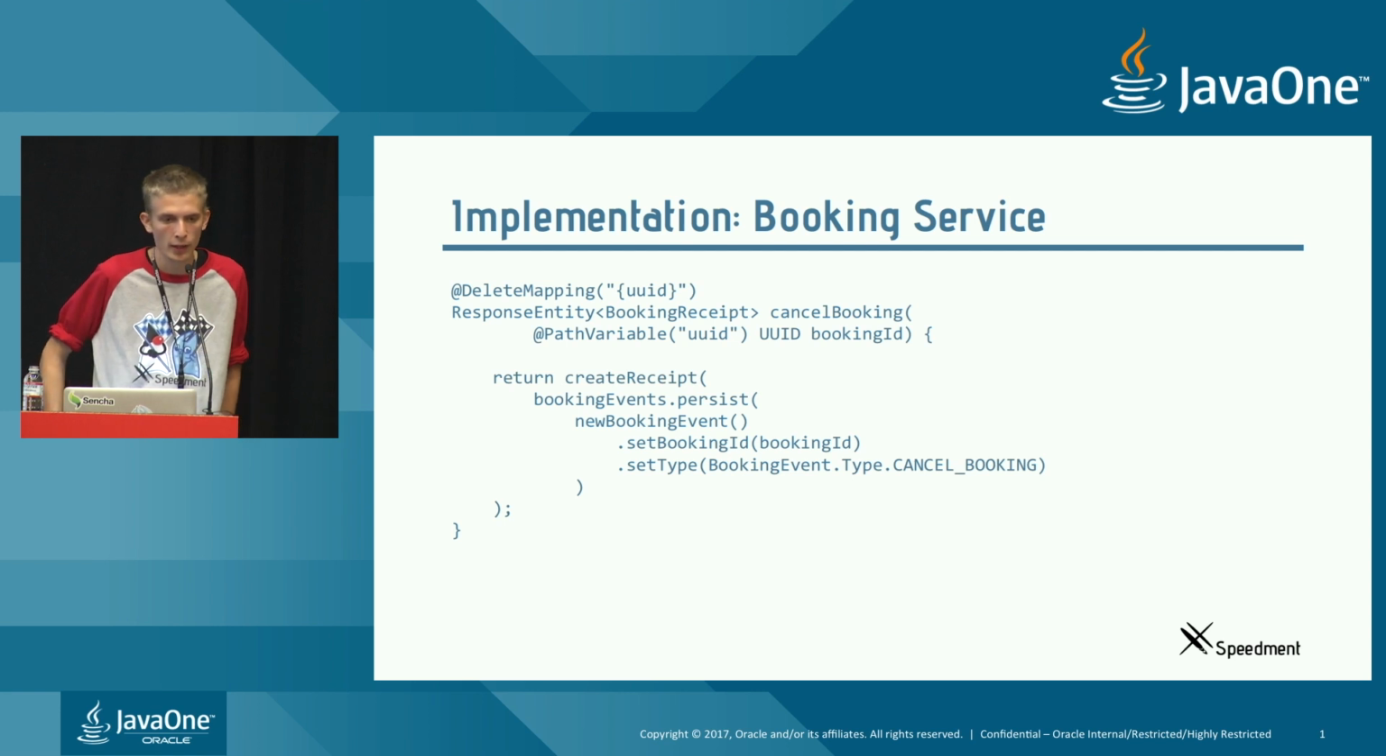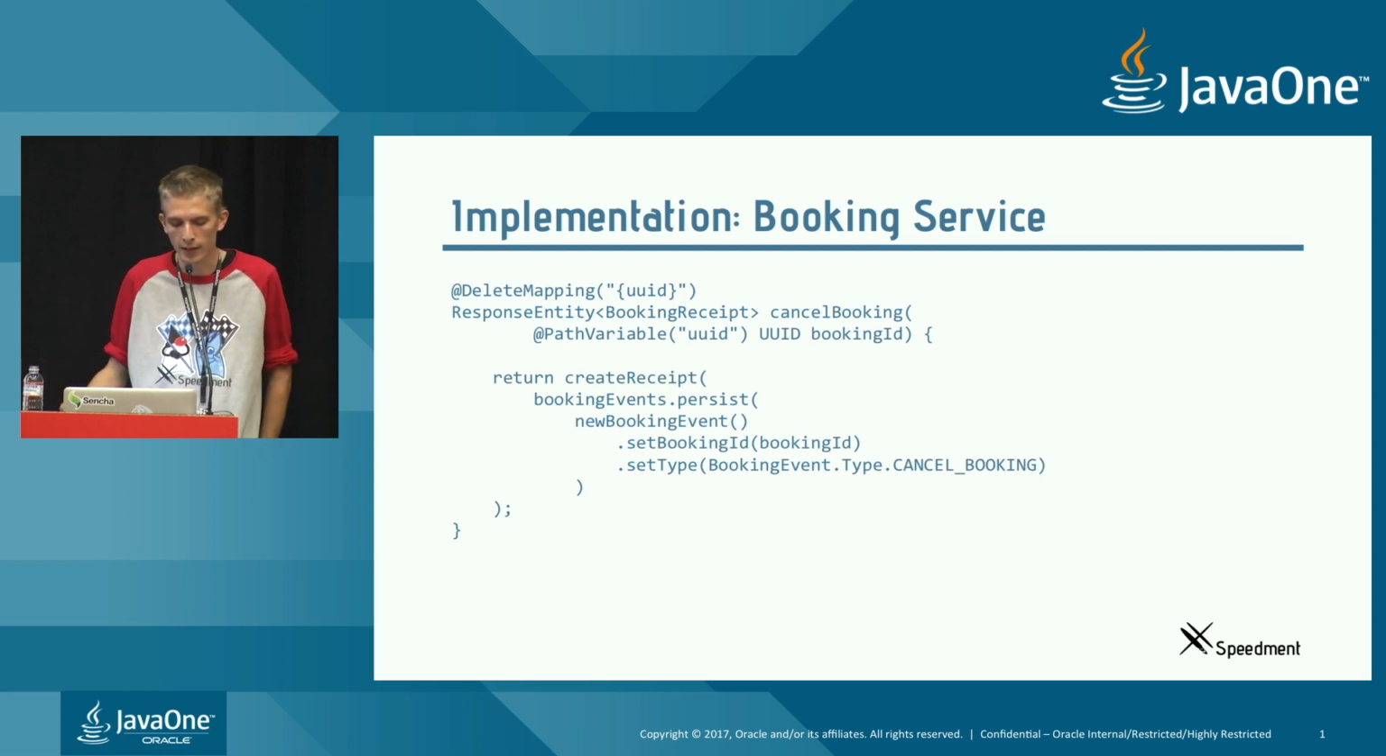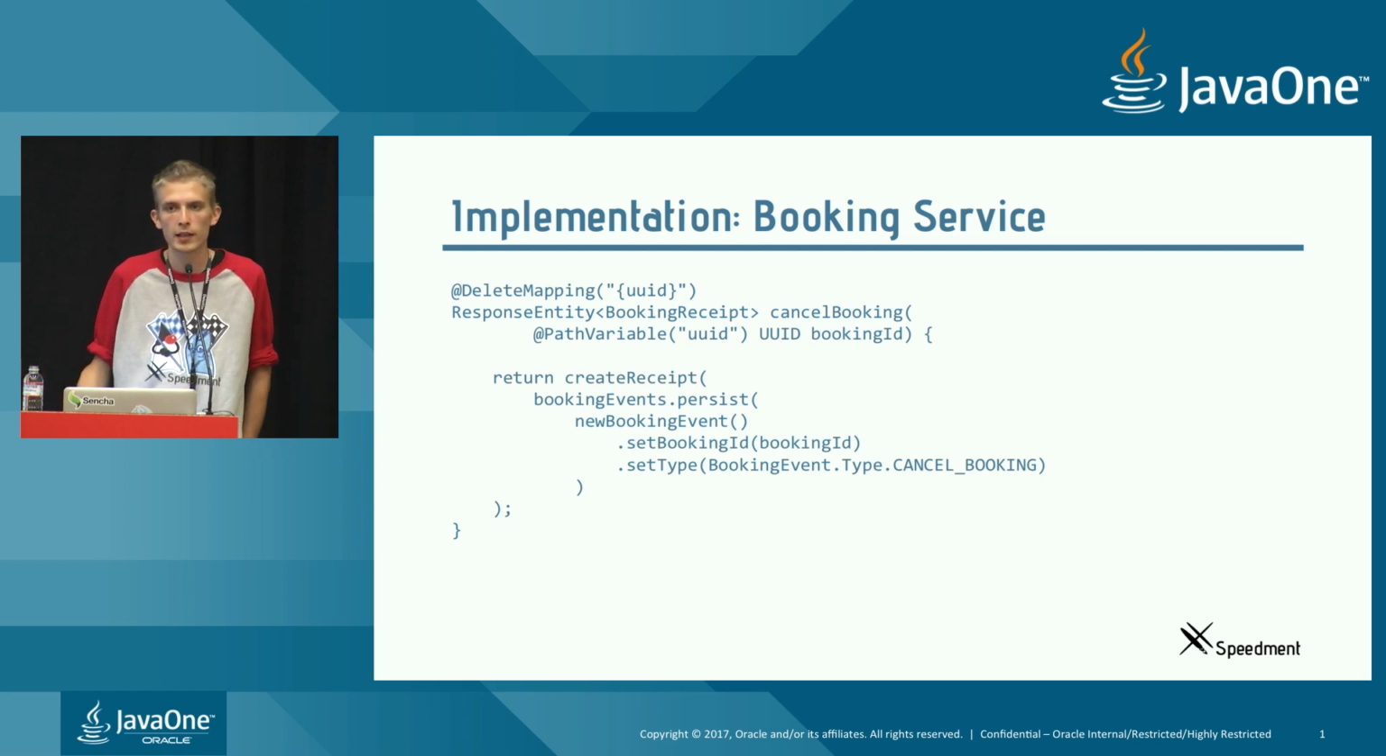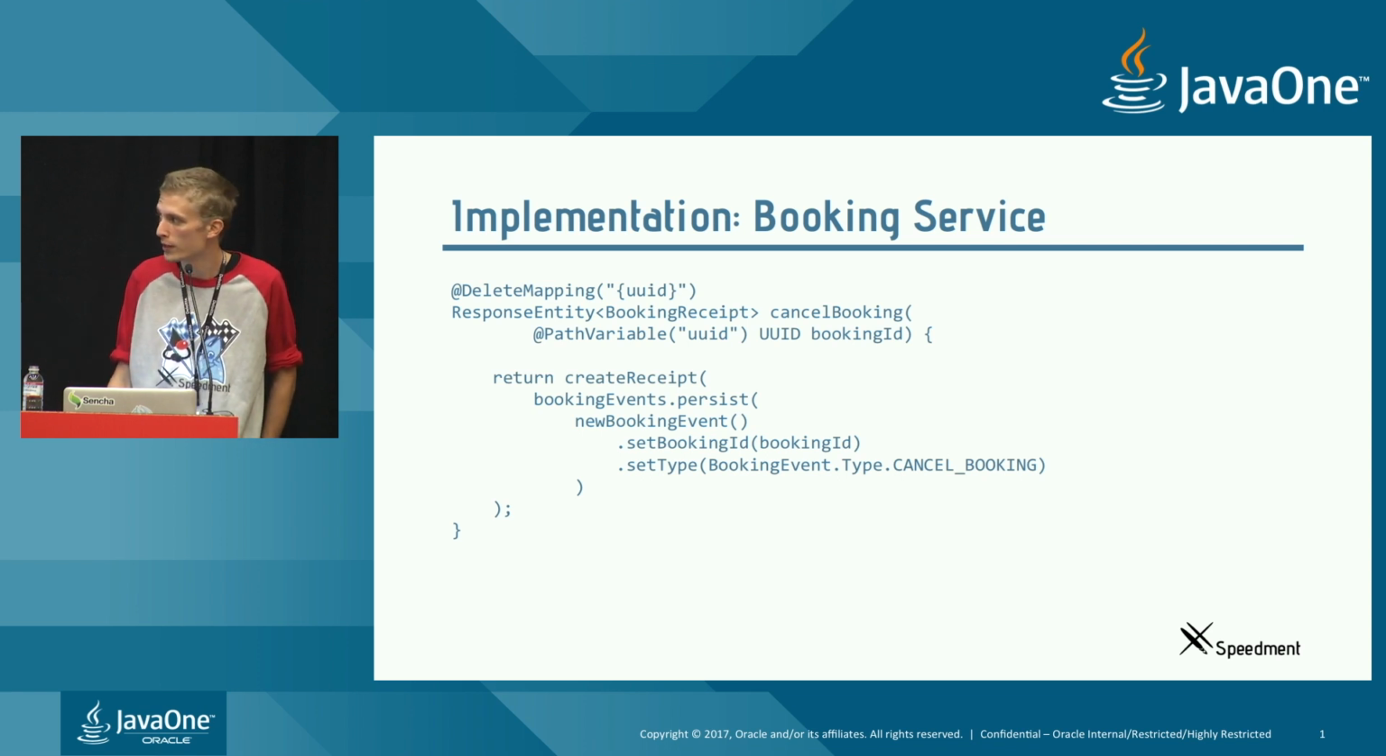When you want to delete a booking or cancel it, what you do is basically send a delete request with the UID of the booking that you want to handle, and then we notify that as a cancel booking request.